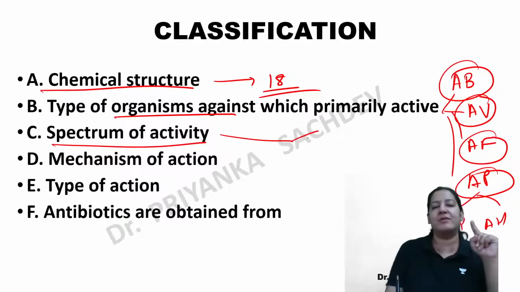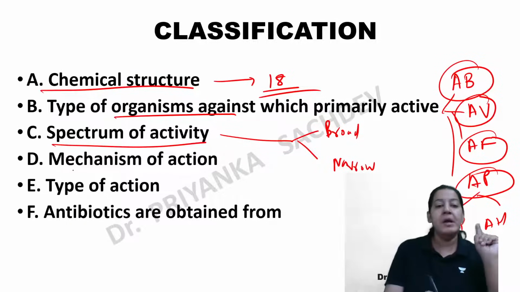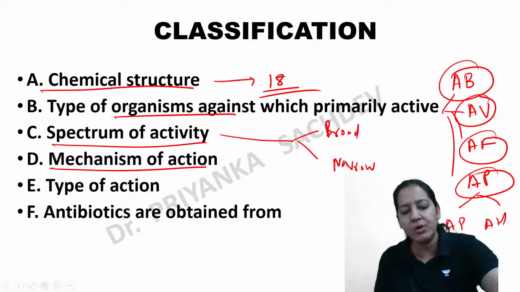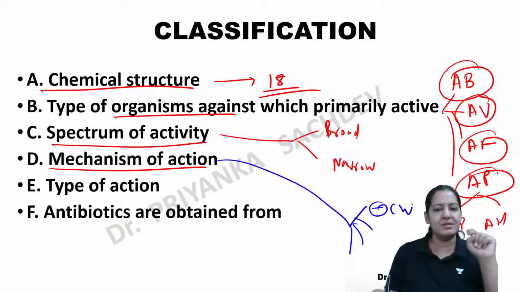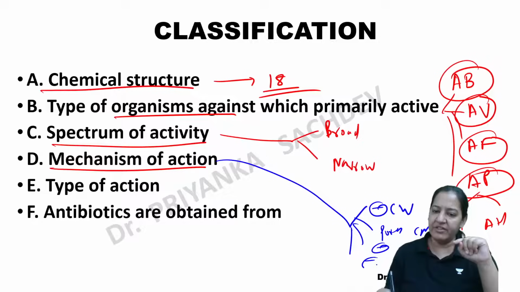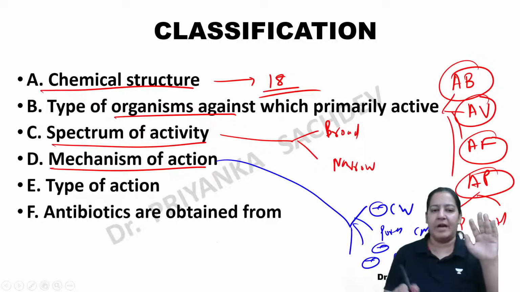Based on the spectrum of activity, it is of two types. They can be broad spectrum or narrow spectrum. You know the meaning of broad and narrow spectrum. Based on the mechanism of action, the most important classification, there are 4 types: the ones which inhibit cell wall synthesis, the ones which cause pores in the cell membrane, the ones which inhibit nucleic acid synthesis, and the ones which inhibit protein synthesis. So based on their mechanism of action, there are 4 types.